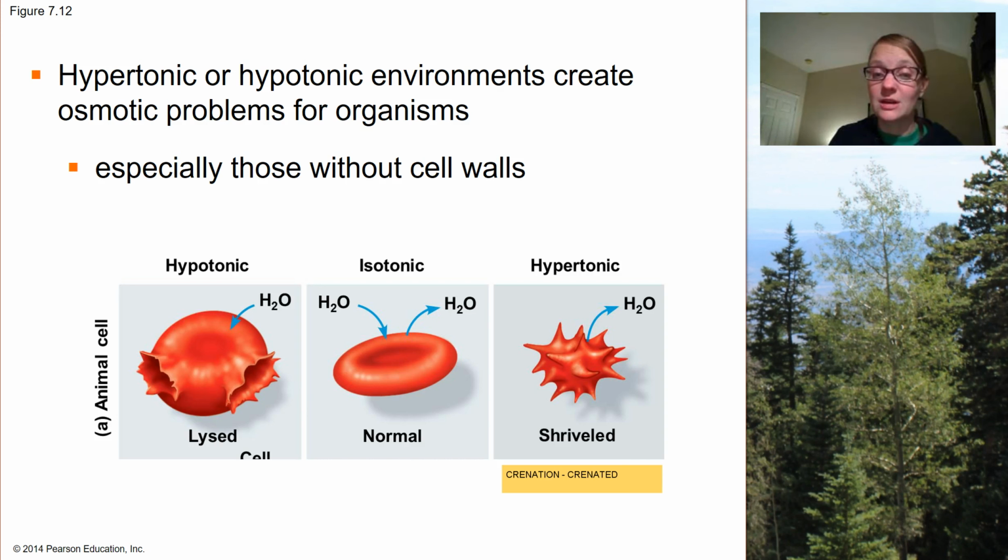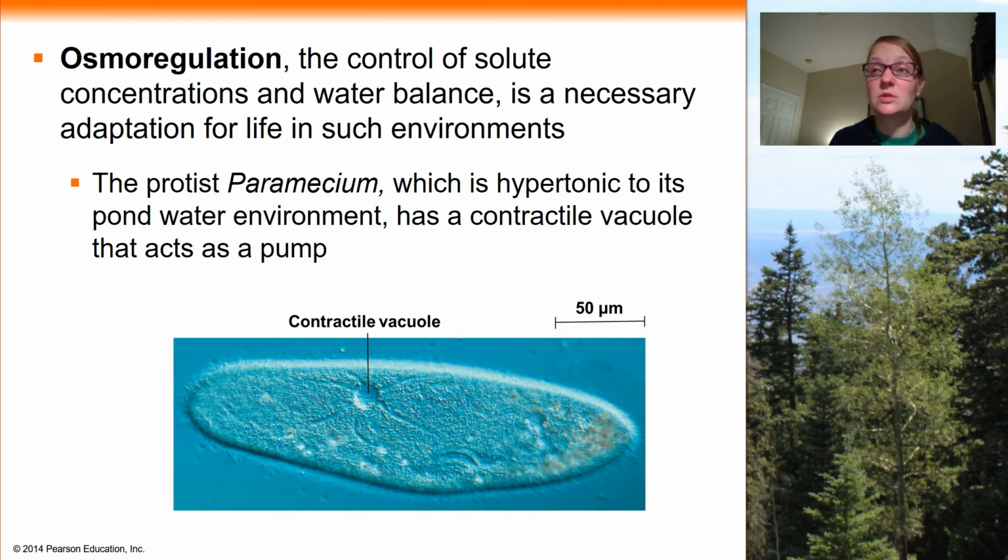Now, there are plenty of other organisms also that don't have a cell wall, and they have mechanisms which help them to combat taking up this excessive amount of water when they're existing in a solution that has far less solutes than the inside of the cell. And this process in which cells can control either solute concentrations or water balance is called osmoregulation. And this is really important for things like freshwater protists. So protists that live in ponds, for example, like the paramecium that you see in the picture below.